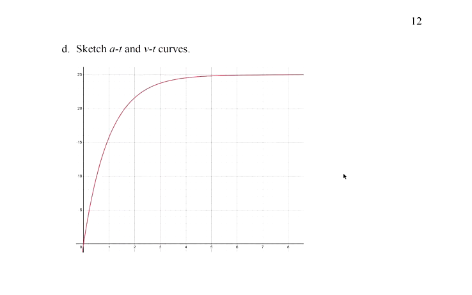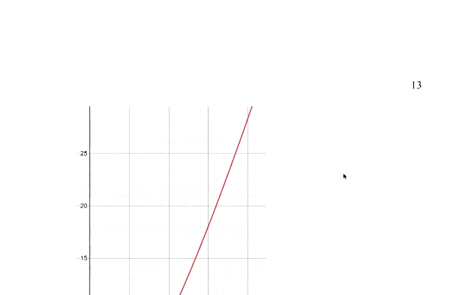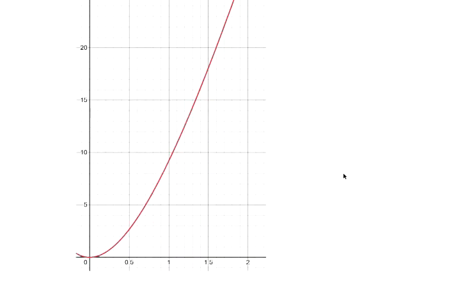Sketch a(t) and v(t) curves. This is the a(t) curve. And this is the v(t) curve. So I use the website desmos.com again.